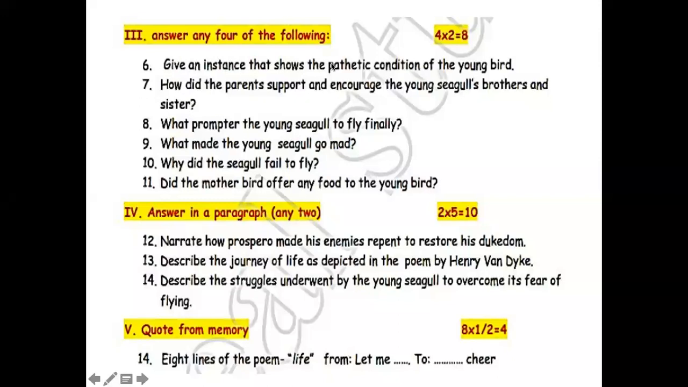The question, give an instance that shows the pathetic condition of the young bird. The next question is, how did the parents support and encourage the young seagull's brothers and sisters? The next question, what prompted the young seagull to fly finally? Question, what made the seagull go mad? Then, why did the seagull fail to fly? Next one, did the mother bird offer any food to the young bird? So from the first unit, you have got 6 questions, out of which you have to write any 4.